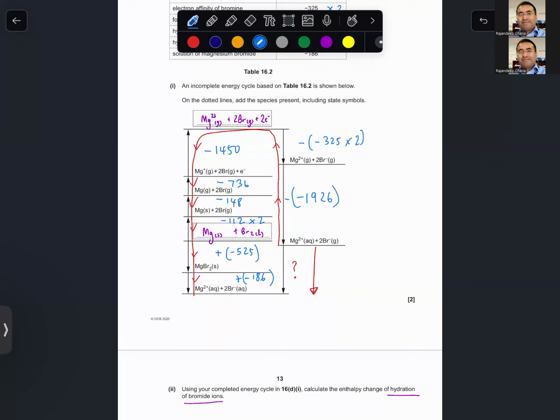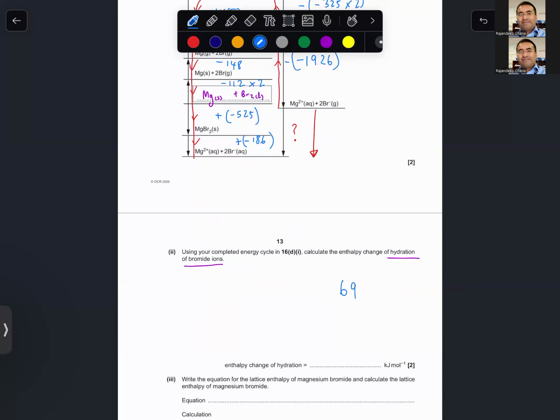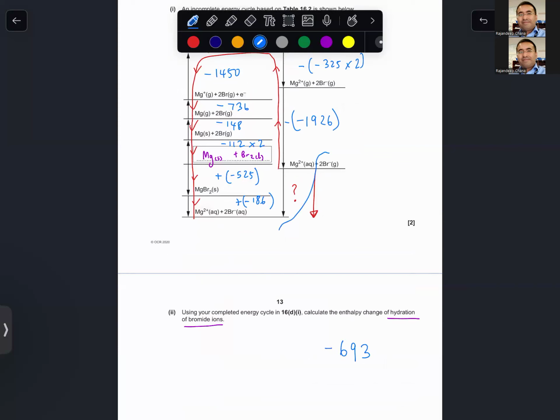I've got here an answer of 693, a negative value. And you see, if you look over here, this change is for 2 bromide ions. What's the enthalpy change of hydration? The enthalpy change of hydration is where 1 mole of ions have dissolved in a solution to give you aqueous. Get the exact wording for you.